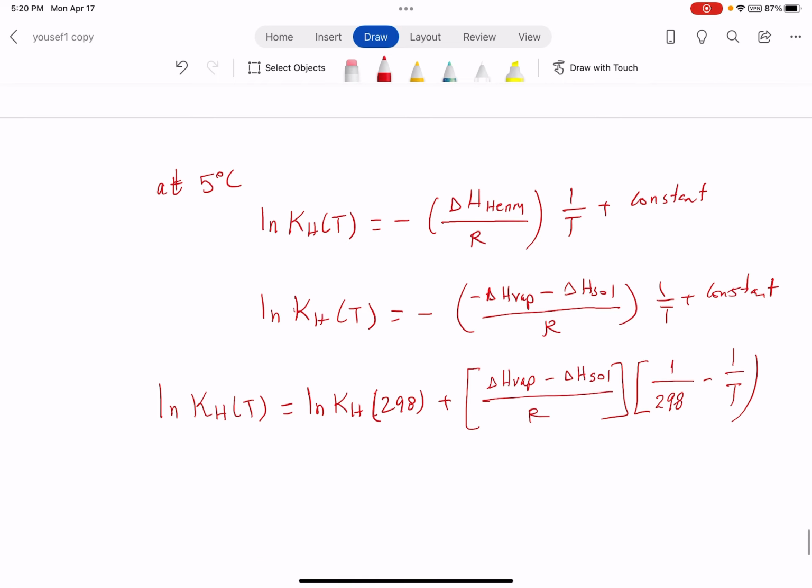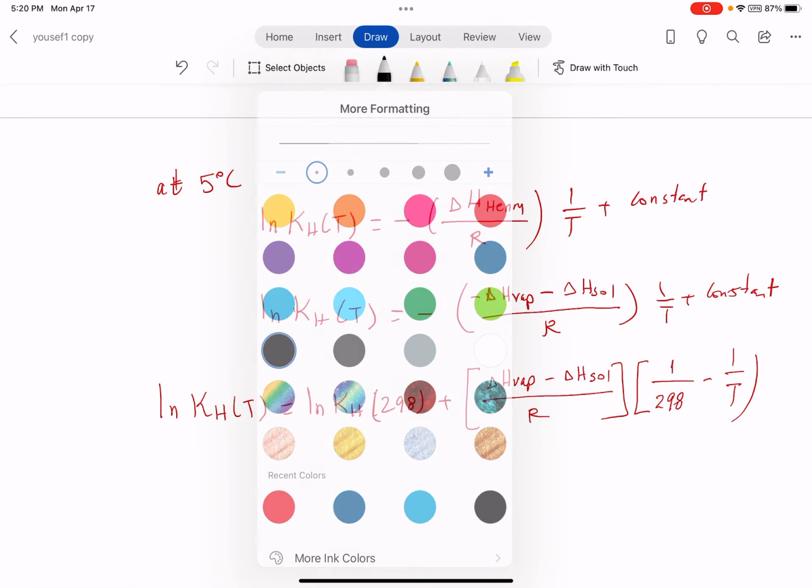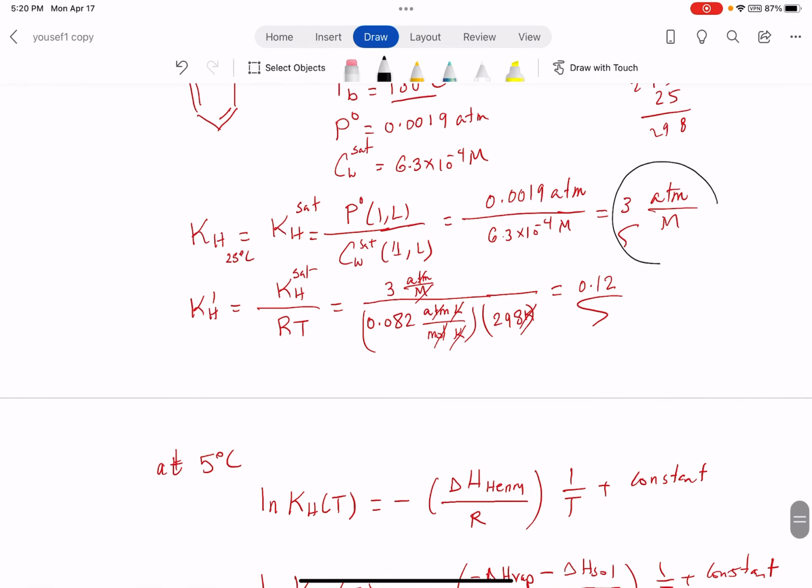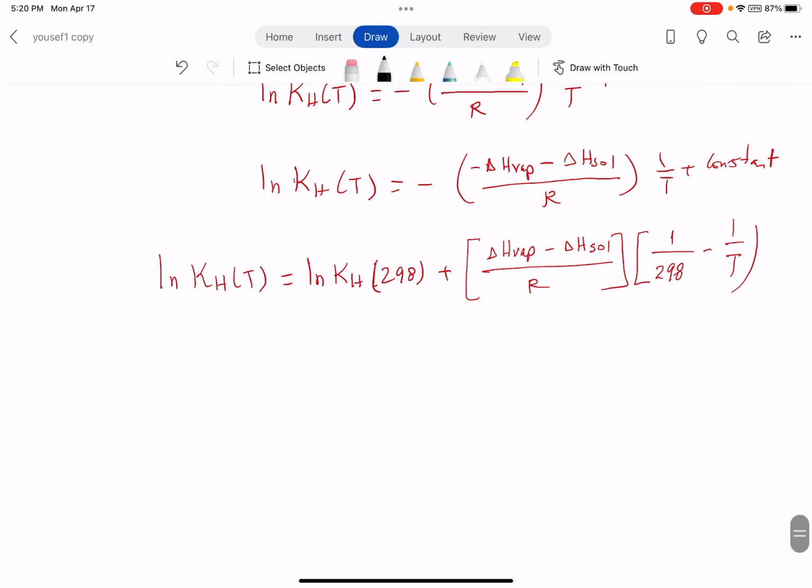So what are we going to plug in here? Well, we have Kh here, and we're going to use Kh at 25. So here it's going to be ln 3, plus, okay. From the book, you could find that the delta H vap value is around 45.8 for 1,2-dichlorobenzene. So this is 45.8 kilojoules per mole.